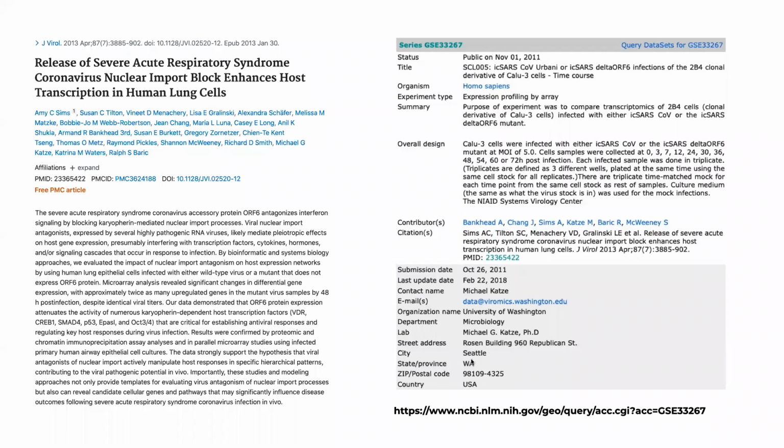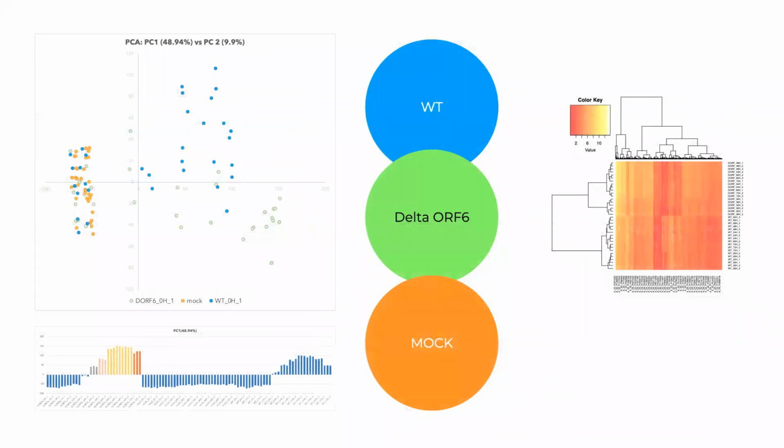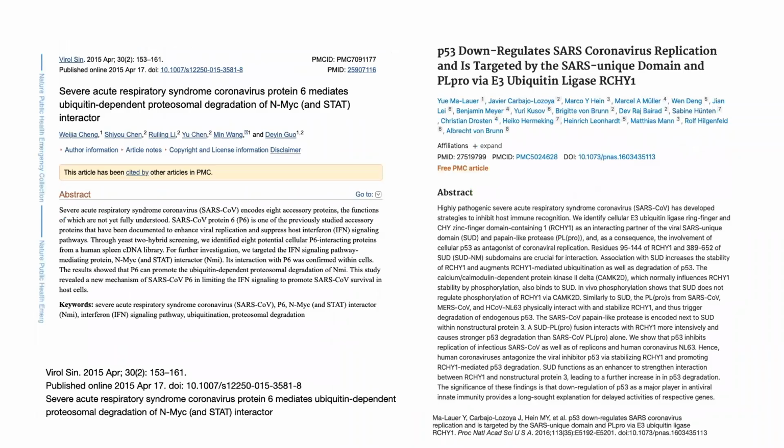We have that data, we can find that data, we can analyze that data. I hope that this gives you some ideas on how you can think about a project of your own. What are some similar things that could be found based on the same kind of idea? Here you have another publication, Severe Acute Respiratory Syndrome Coronavirus Protein 6 mediates ubiquitin-dependent proteasomal degradation of N-Myc and STAT interactor. So there's the STAT pathway, the interferon signaling pathway.